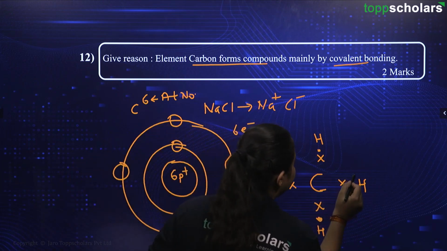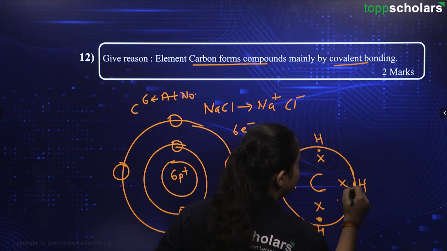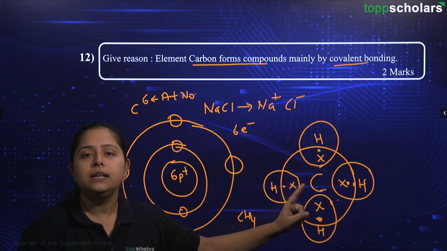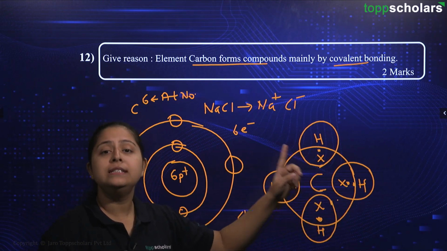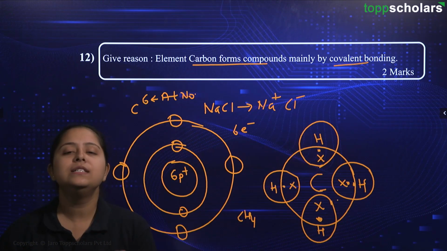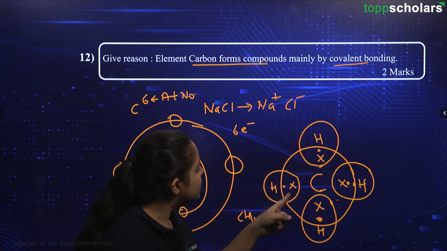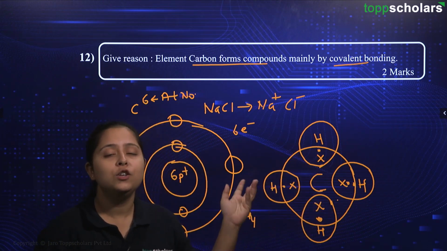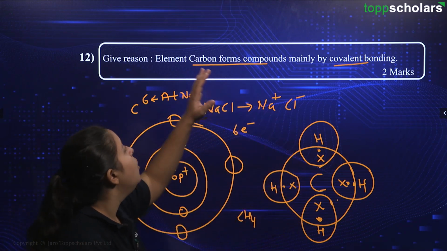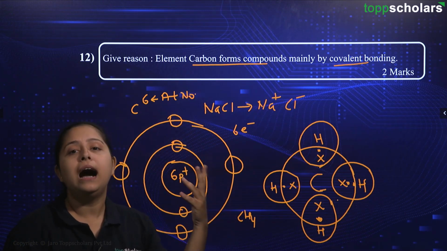So now this carbon atom has shared these electrons. I'll draw it over here, and this is the hydrogen, which is the other partner. Now you will see carbon as well as hydrogens have their valency fulfilled. Here hydrogen has 2 everywhere, so it has achieved a stable electronic configuration. For carbon also you will see it has 8 electrons, so it has also achieved a stable electronic configuration. This is the reason why carbon forms compounds mainly by covalent bonding and not by ionic bonding.